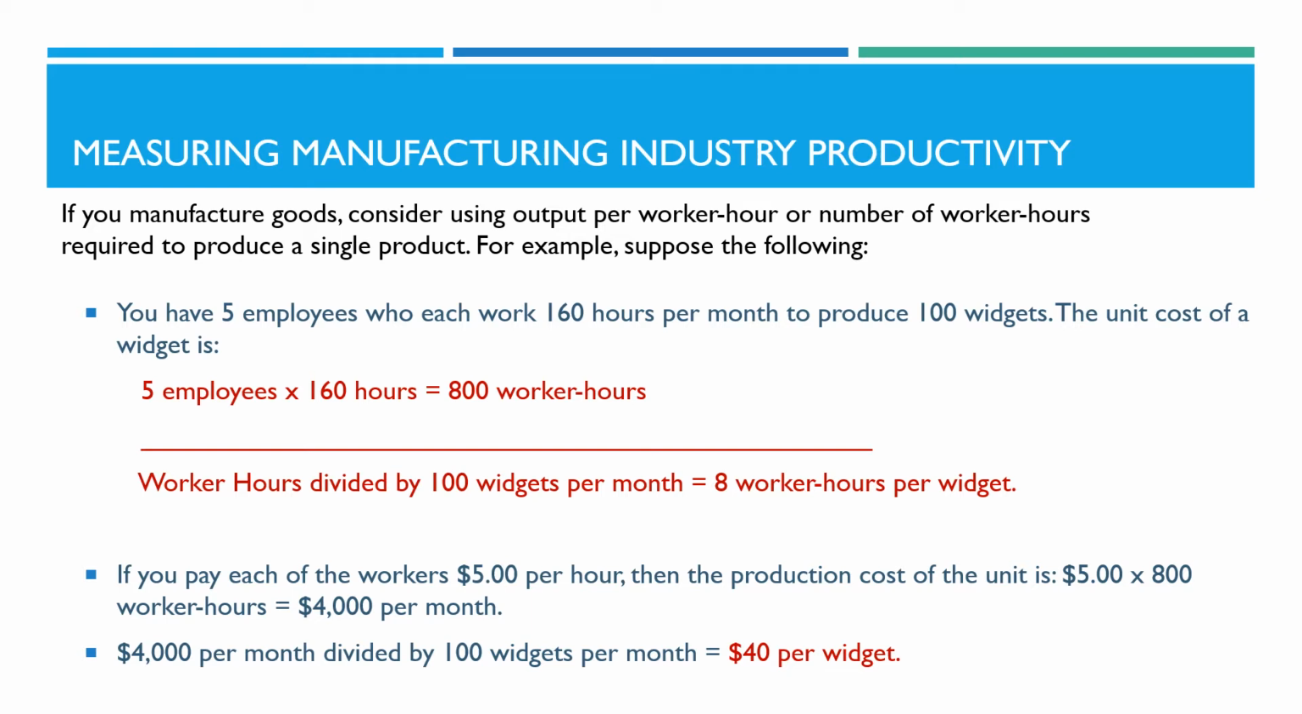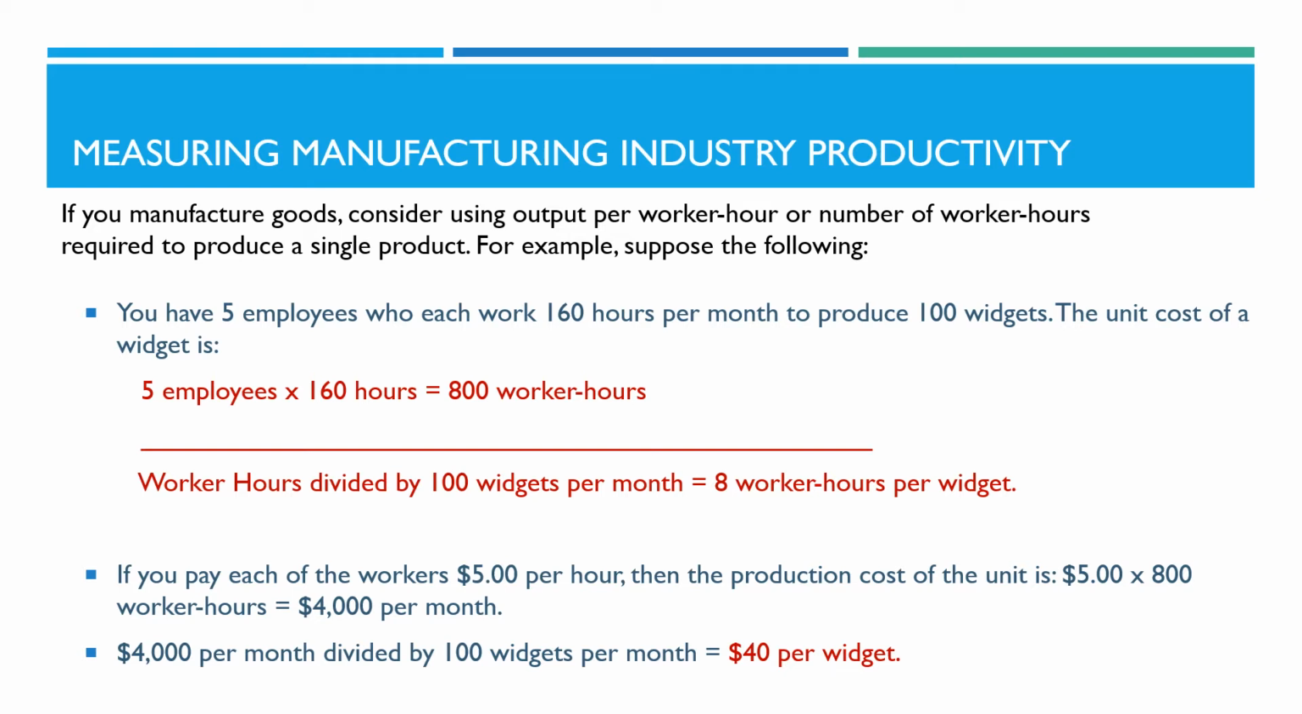For example, suppose the following: you have 5 employees who each work 160 hours per month to produce 100 widgets. The unit cost of a widget is 5 employees times 160 hours equals 800 worker hours, divided by 100 widgets per month, equals 8 worker hours per widget.